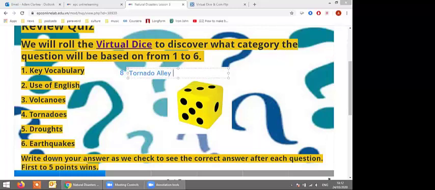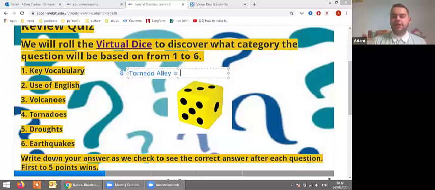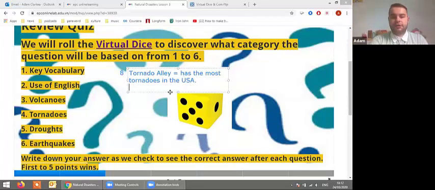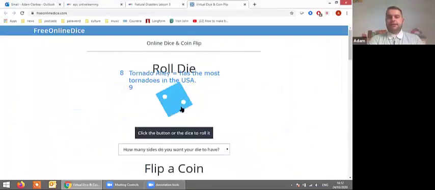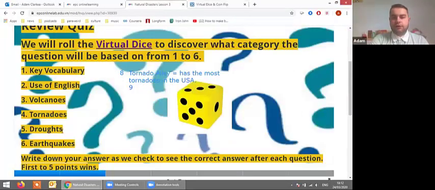Good, well done. You remember that? Tornado Alley. And it has different states in the USA that has the most tornadoes. Good, well remembered there. Tornado Alley has the most tornadoes in the USA. Question number 9. You can see that number 5, droughts. Going back to droughts.